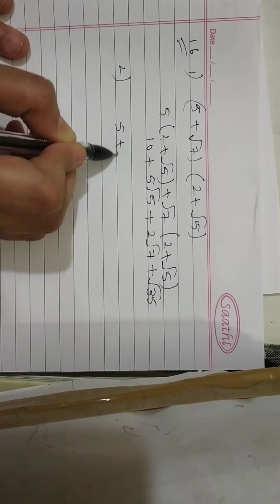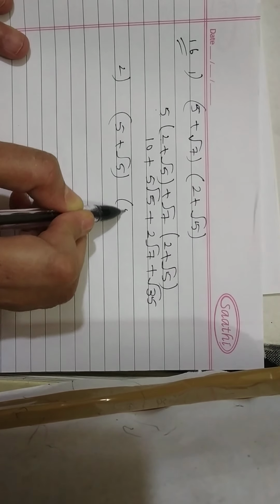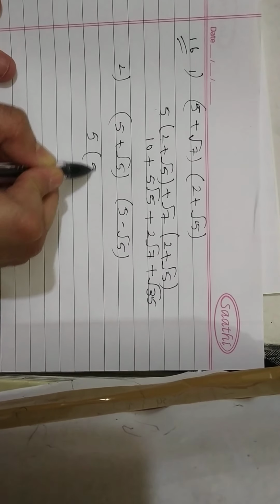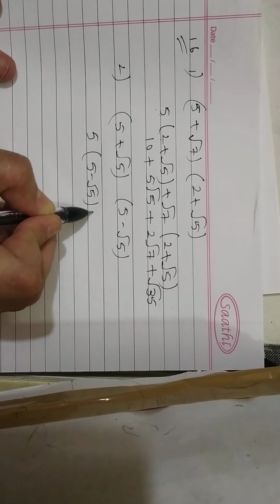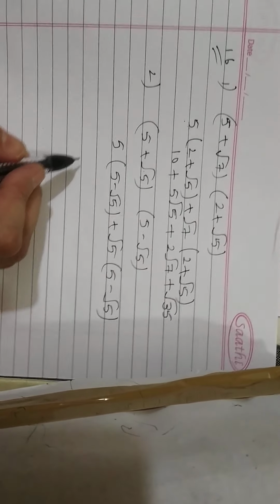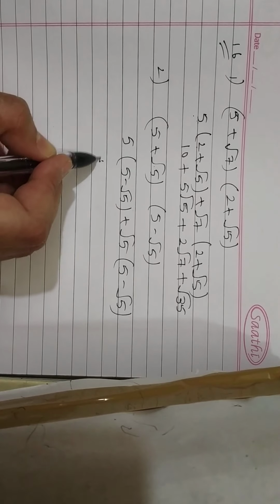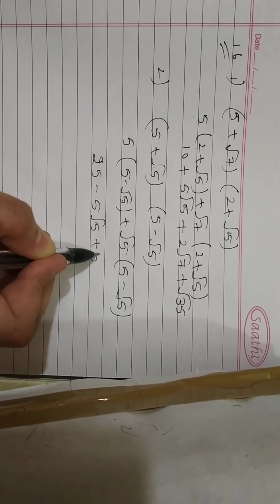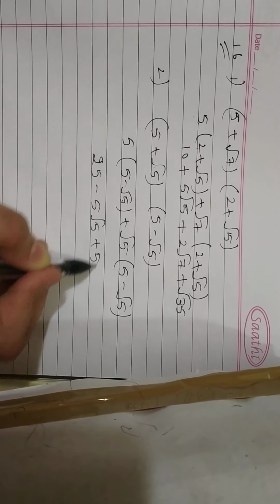Second, 5 plus root 5, 5 minus root 5. So, again same step, 5 minus root 5. This will take root 5, that is binomial by binomial. This we have already studied. 5 into 5, 25. 5 root 5 plus 5 root 5 minus root 5 into root 5 is 5. Here, these two will cut because same numbers opposite sign. 25 minus 5 is 20.